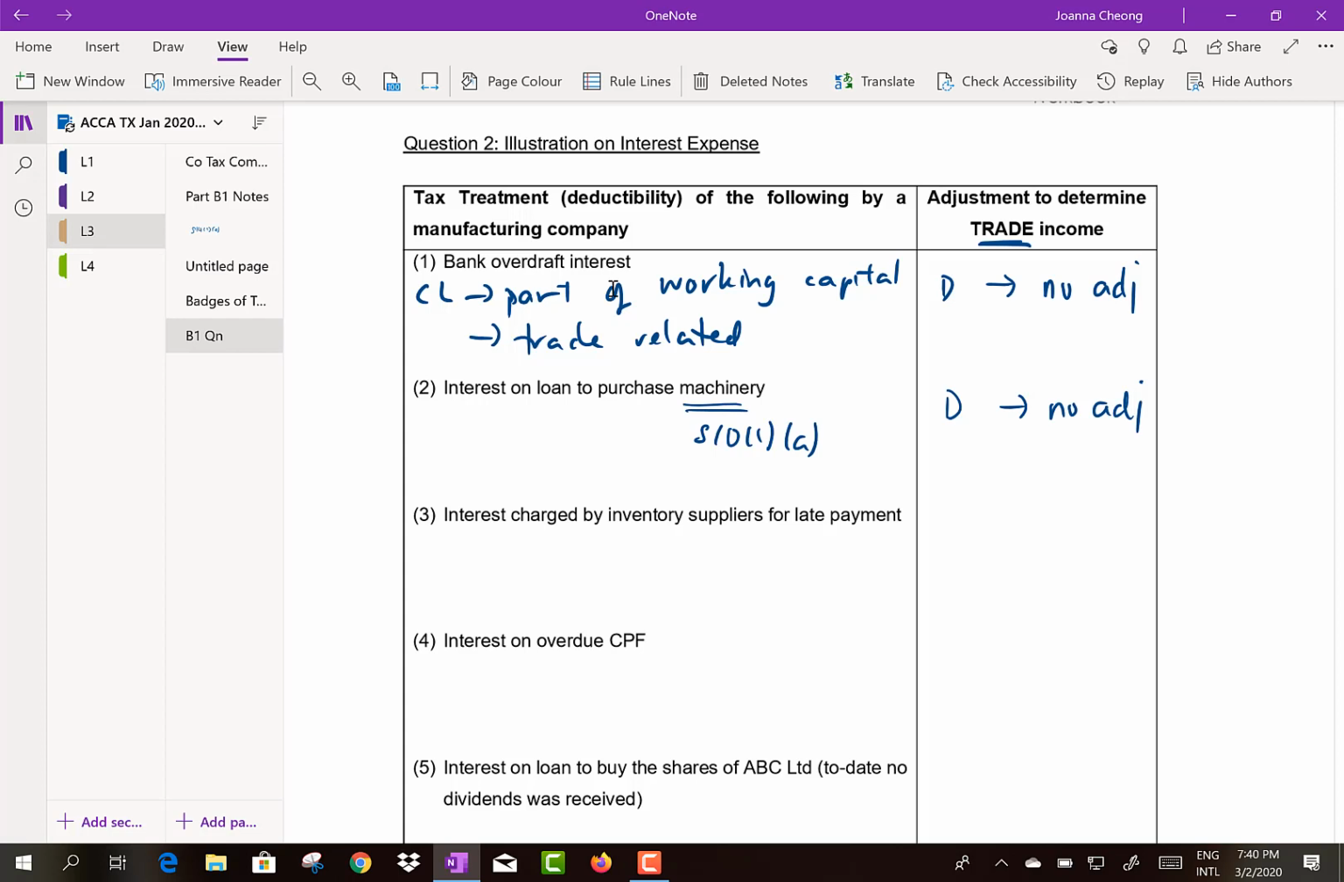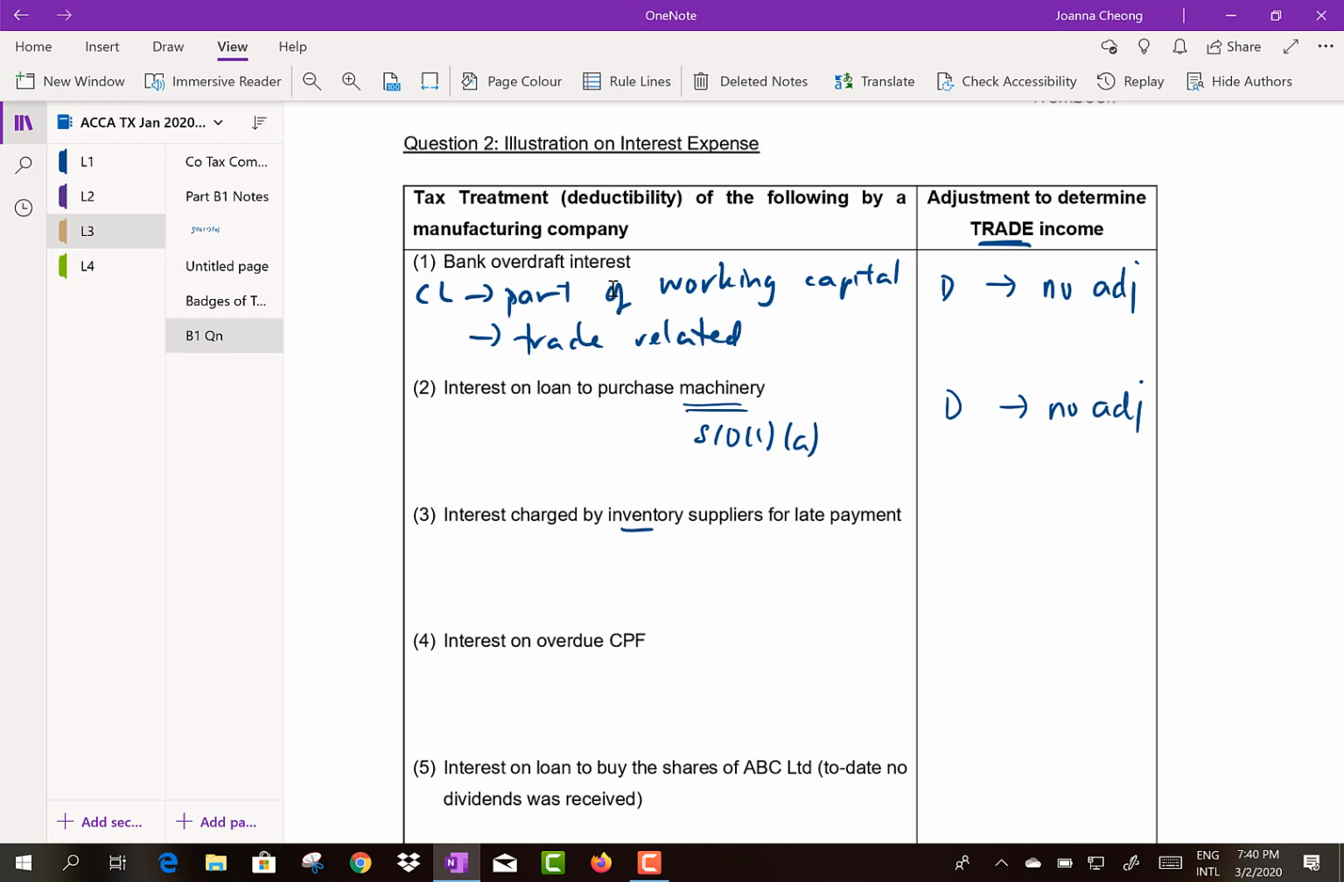Oh, what exactly is this? That means you buy from who? You are the business. You buy or you sell? You buy from a supplier, right? What do you buy? Inventory. You buy from supplier, and because you pay them late, they charge you interest. Is such interest deductible against your trade income? Yes or no? The answer is yes.